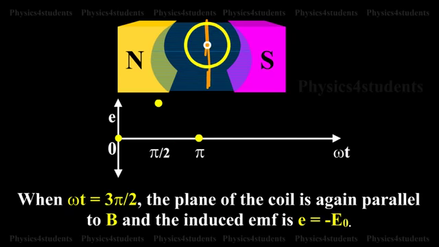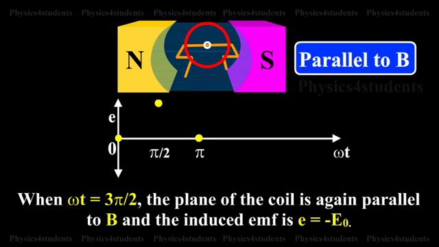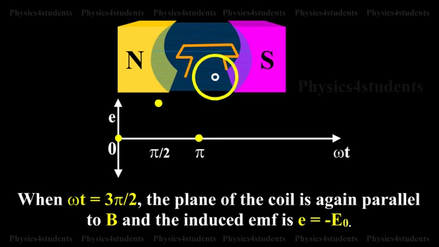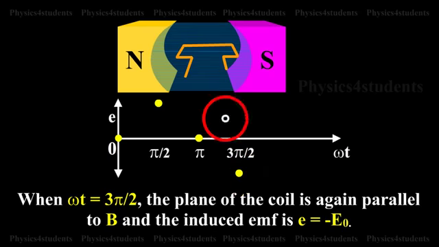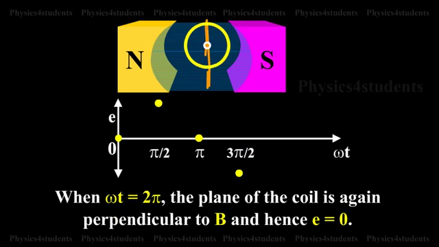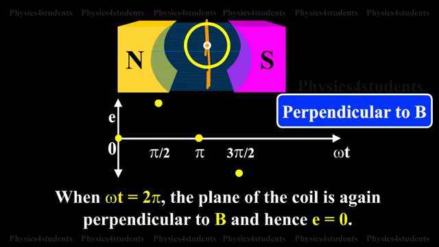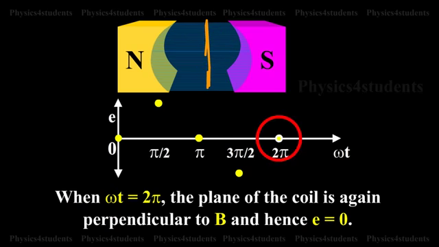When omega t is equal to 3 pi by 2, the plane of the coil is again parallel to B and then the induced EMF is E equal to minus E naught. When omega t is equal to 2 pi, the plane of the coil is again perpendicular to B and hence E is equal to 0.